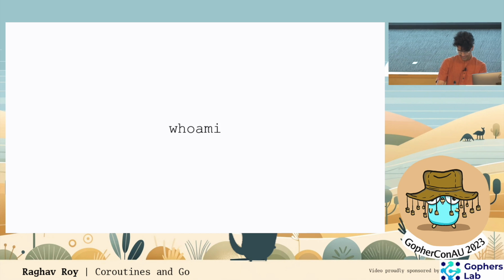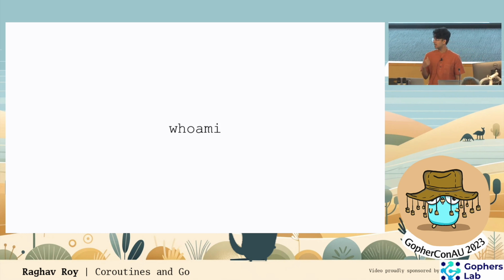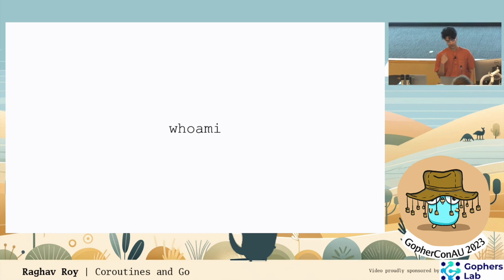So a little bit about myself. I'm Raghav Roy, and I'm an engineer at VMware, and I work with network virtualization with the ESXi hypervisor stuff. And when I'm working with Go, is generally when I'm contributing open source, sometimes to Kubernetes, or just on my personal projects.